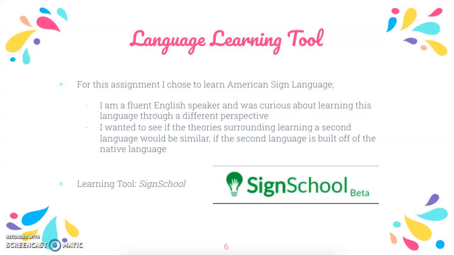The language learning tool I selected was called Sign School. For this assignment, I chose to learn American Sign Language because I am fluent in English and was curious about learning this language through a different perspective. I wanted to see if the theory surrounding learning a second language would be similar, and if the second language is built off the native language, if it would be easier to learn.